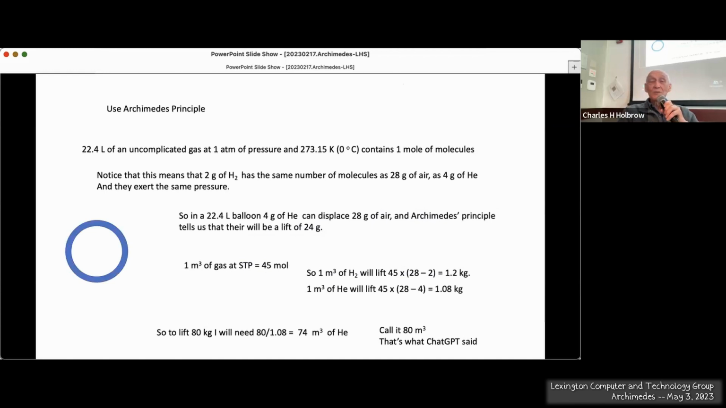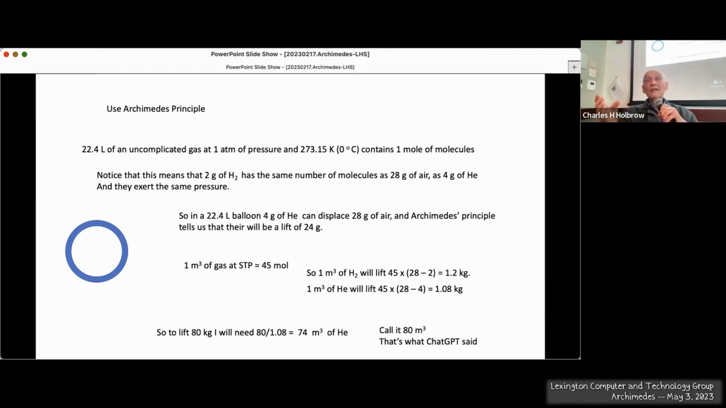We can use Archimedes' principle. I was starting to draw a balloon and all that here, and then I looked at the clock and I thought, geez, I'm tired, I'm going to bed. But here's the fact that I think many of you know or would recall from long ago: 22.4 liters of an uncomplicated gas at 1 atmosphere pressure and 0 degrees Celsius contains 1 mole of molecules of the gas. And 1 mole has a mass which is equal to the atomic weight or the molecular weight of the gas.